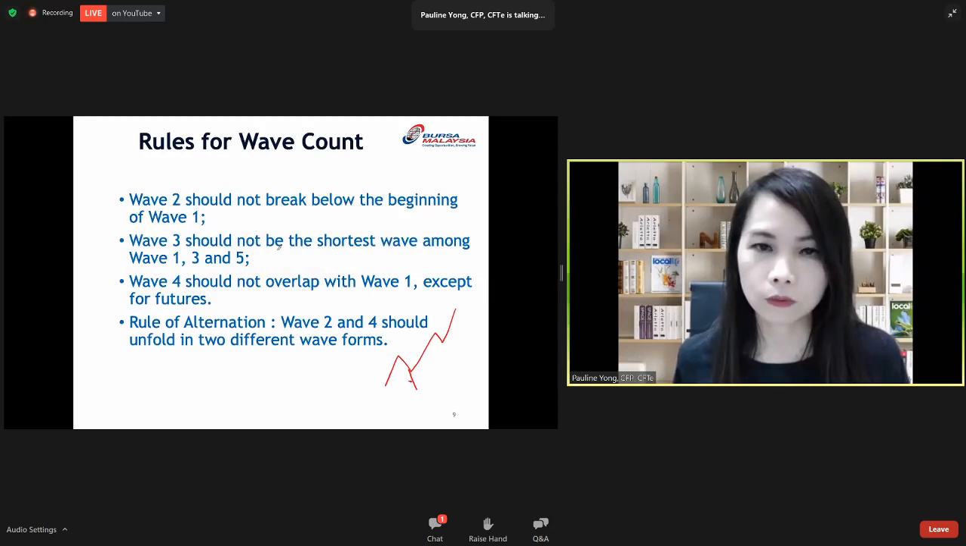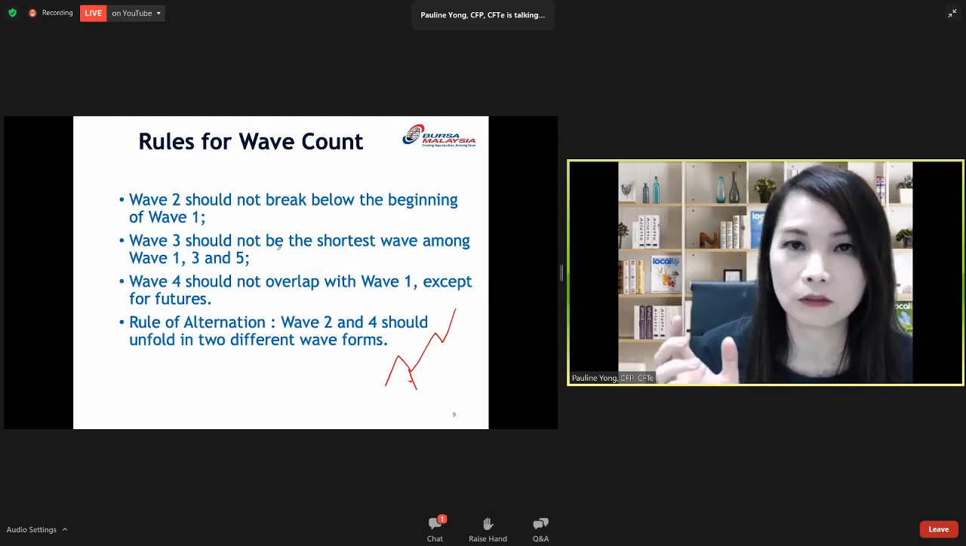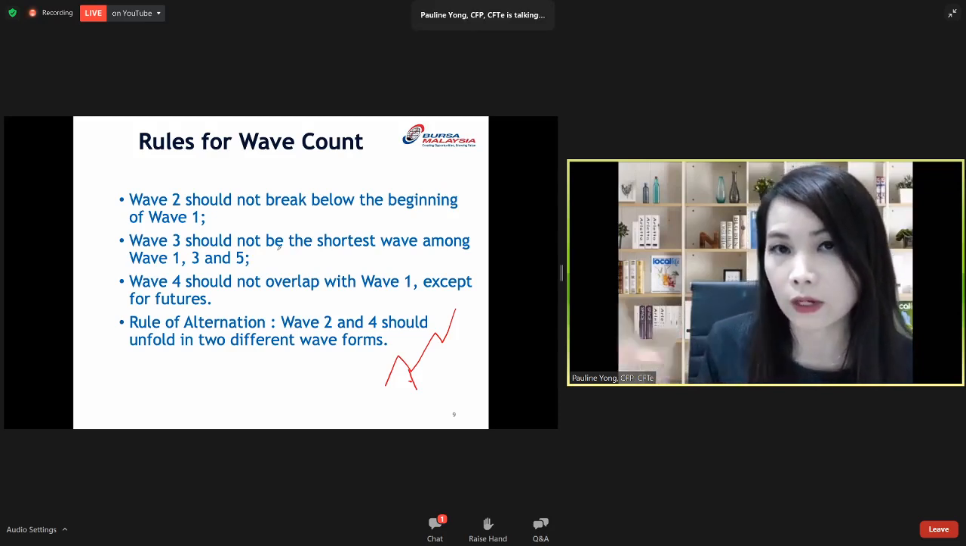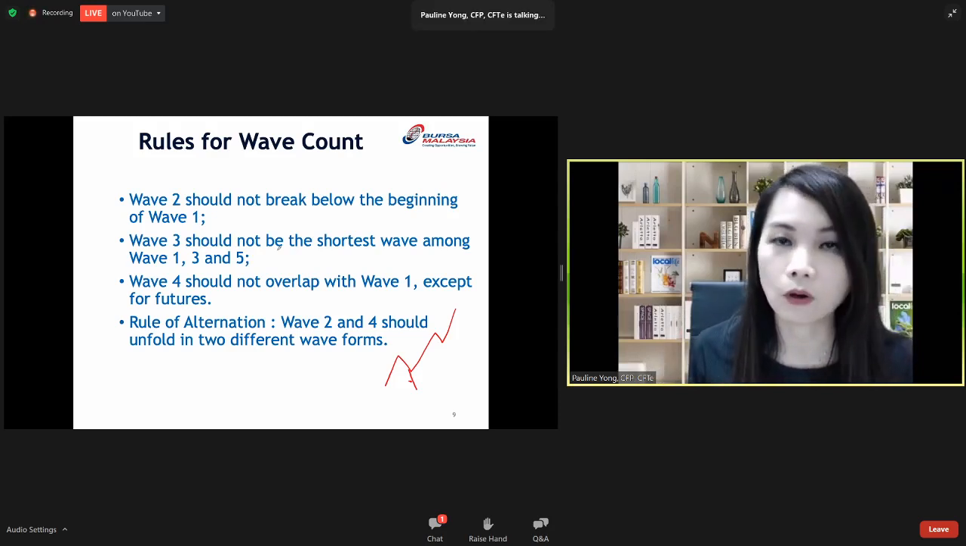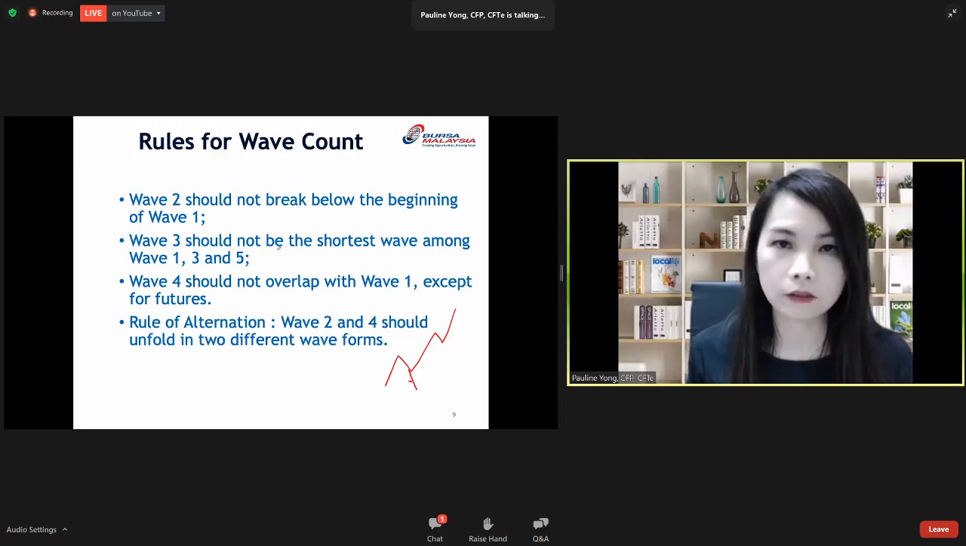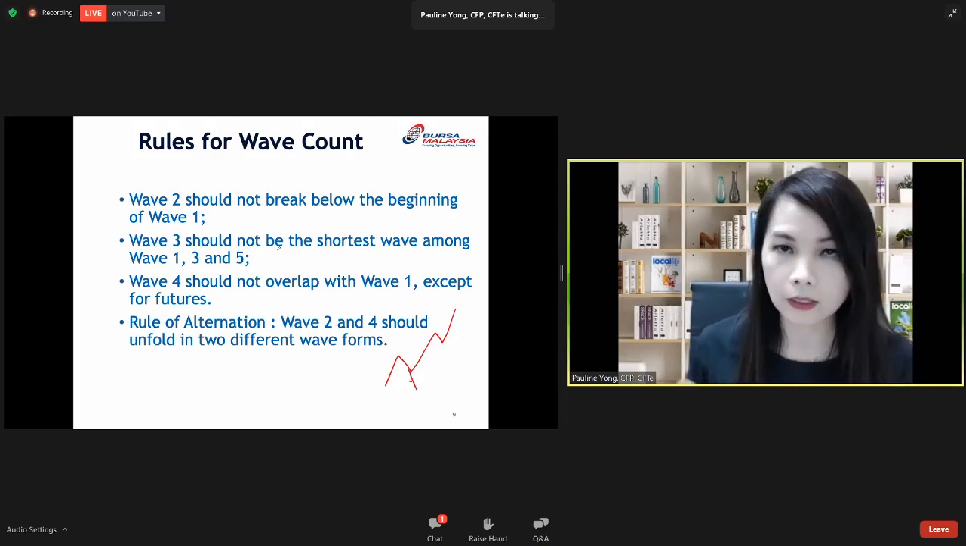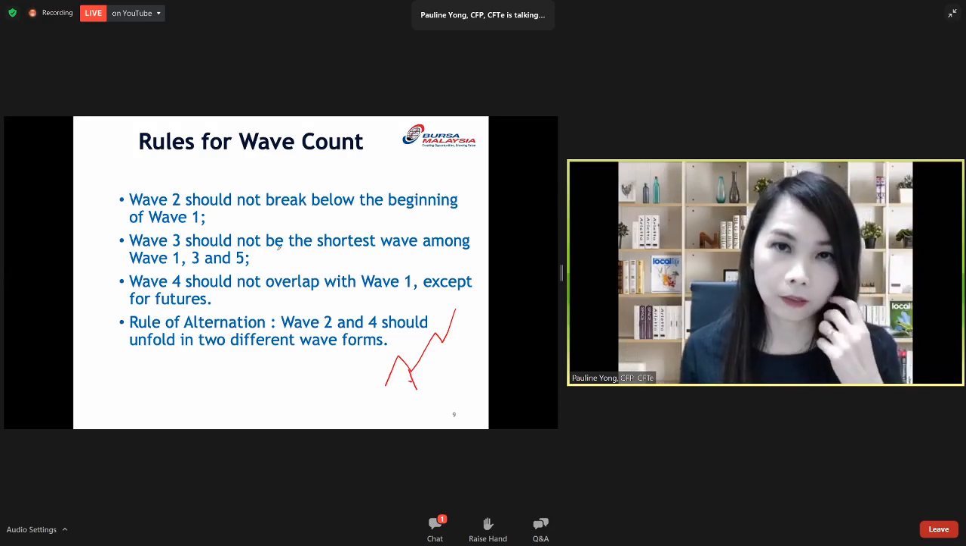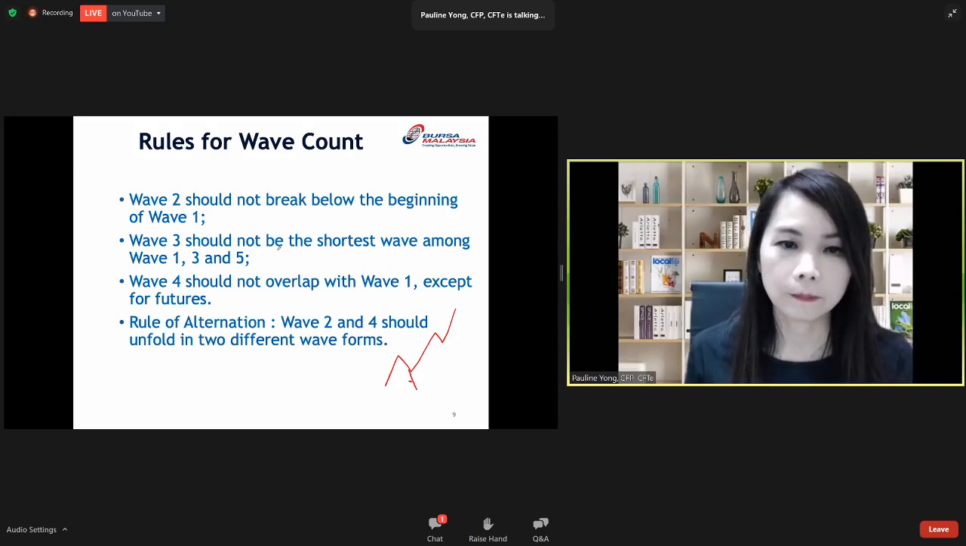So if you count the wave whereby your wave number three is very short, shorter than wave one and five, then you know that you have counted the wrong wave. Given these principles in place, it makes the counting of the wave more objective, because you know that you have to follow the principle. If other people also follow the principle, most likely they are likely to count the right wave, likely, but not absolute, because after all, Elliott wave is not so easy to master.